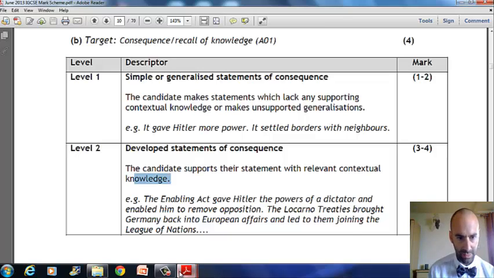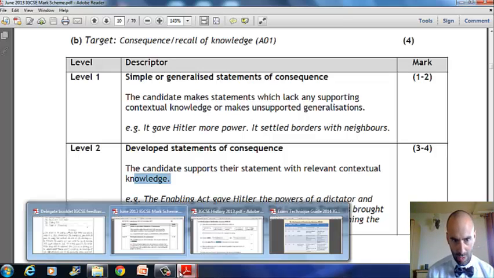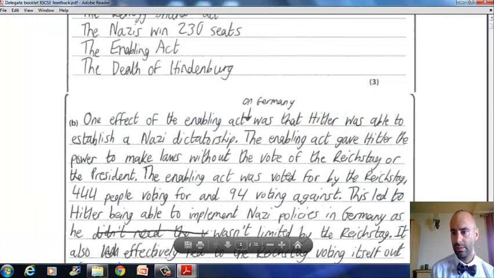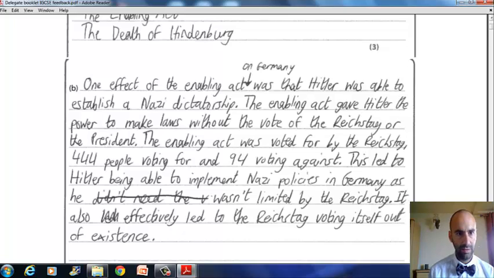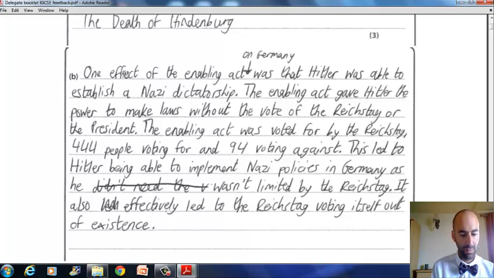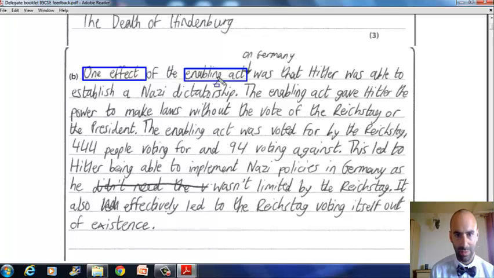Now, how could we evidence that? Let's have a look at how one candidate has answered that question well. Okay then, so let's move into this 4 out of 4 answer from the exam in 2013. So the candidate has started with one effect. So straight away they're giving the examiner exactly what they want. They're focused specifically on the effect of their chosen event, which is the enabling act, which they have written without capital letters. Very, very naughty.